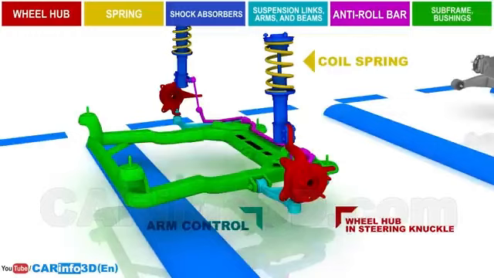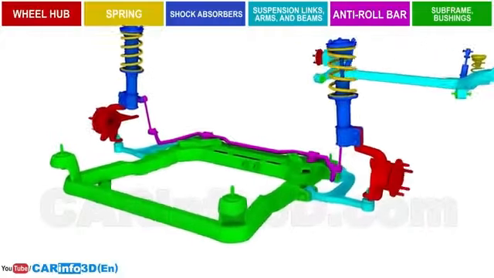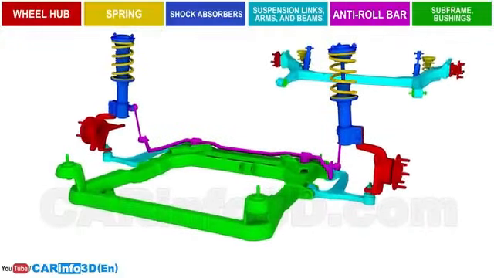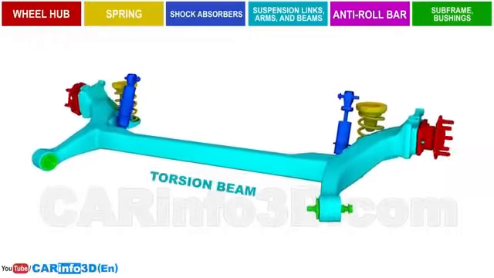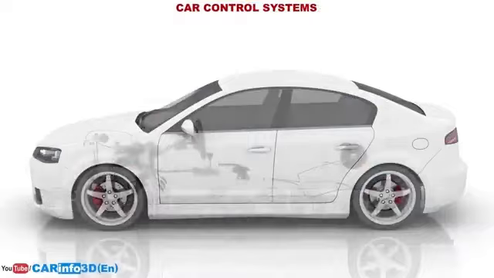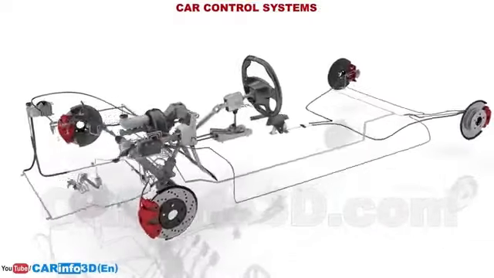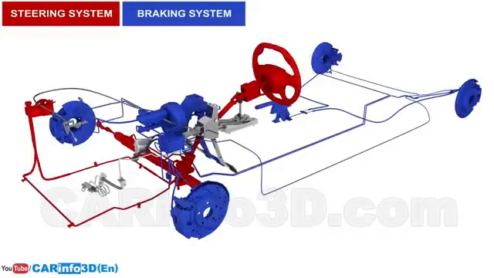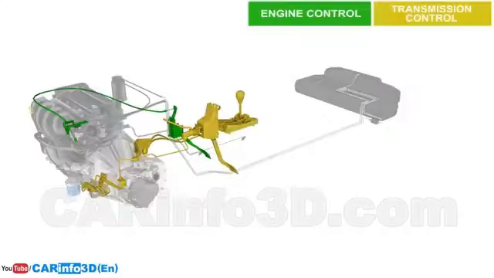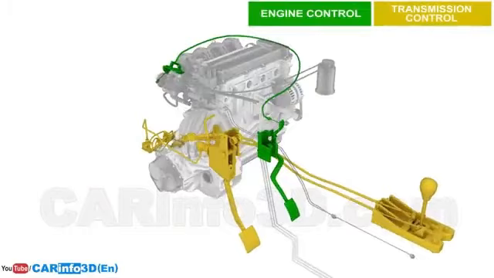The front axle of the suspension system uses McPherson struts, which are very popular among car manufacturers. On the rear axle, we can see a semi-independent suspension with a torsion bar. Next, car control systems. They include the steering system and the braking system. In this section, it would also be appropriate to review engine and transmission controls.